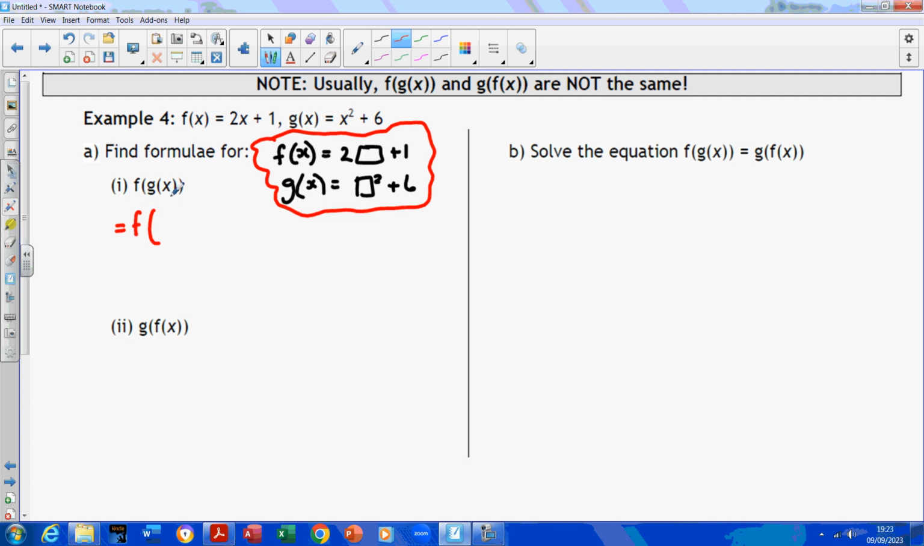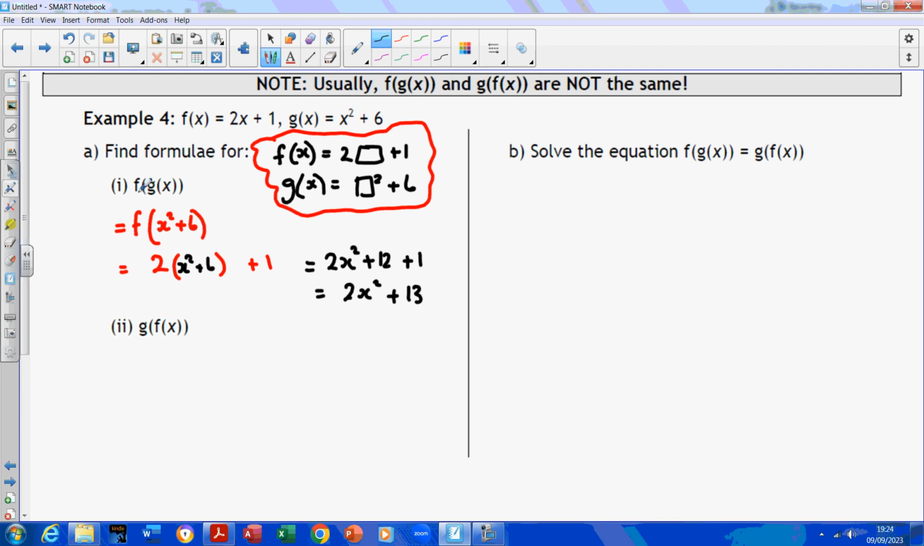We substitute g(x) into that formula, which is x squared plus 6. Then we look to see, well, what does function f do to the thing in the bracket? Function f does 2 times the thing in the bracket plus 1. Now the thing in the bracket here is x squared plus 6. And then all I have to do is tidy that up. So 2 times x squared is 2x squared. 2 times 6 is 12. And we've got a wee 1 stuck on at the end of there. And that gives us 2x squared plus 13.